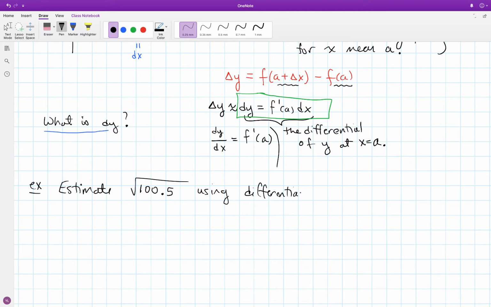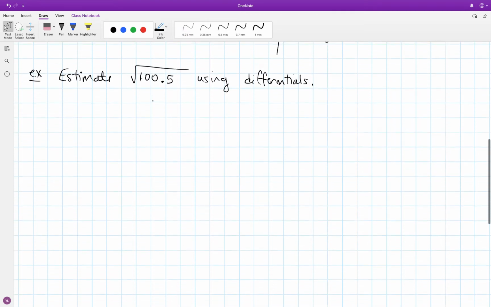Okay, if I was just asked on the street to estimate the square root of 100.5, I'd obviously say 10-ish, which is a good estimate, right? A little bit bigger than 10. Differentials will give us another estimate, which might be a little bit closer. Of course, depending on how far you are from your target square root expression, it may be less accurate, but anyway, we'll get an idea of what this does for us.